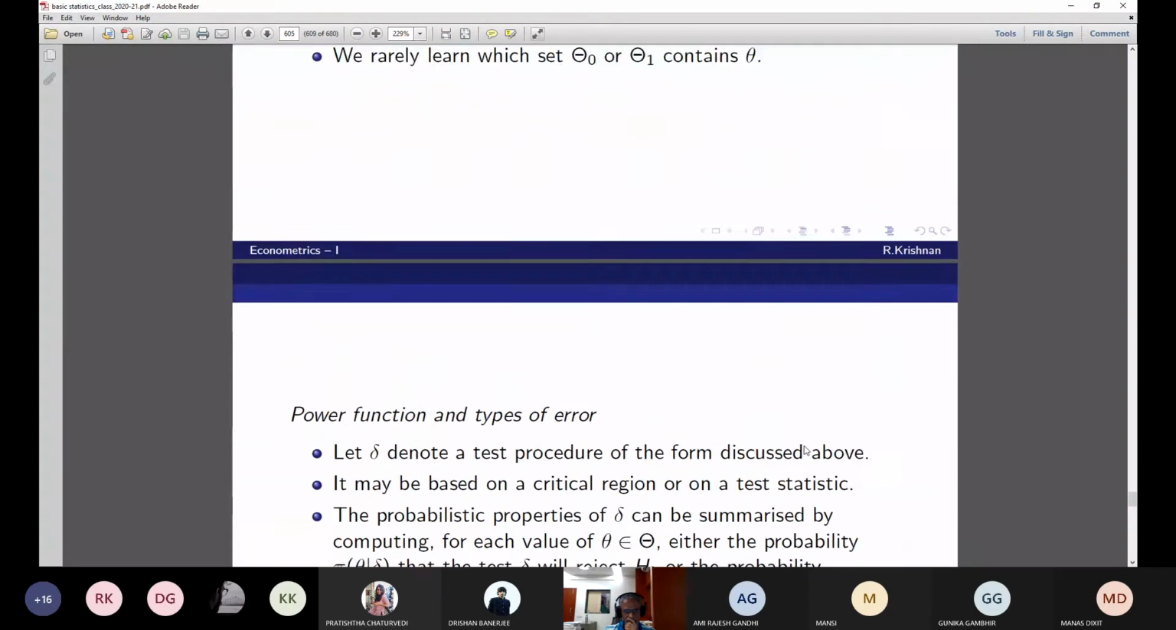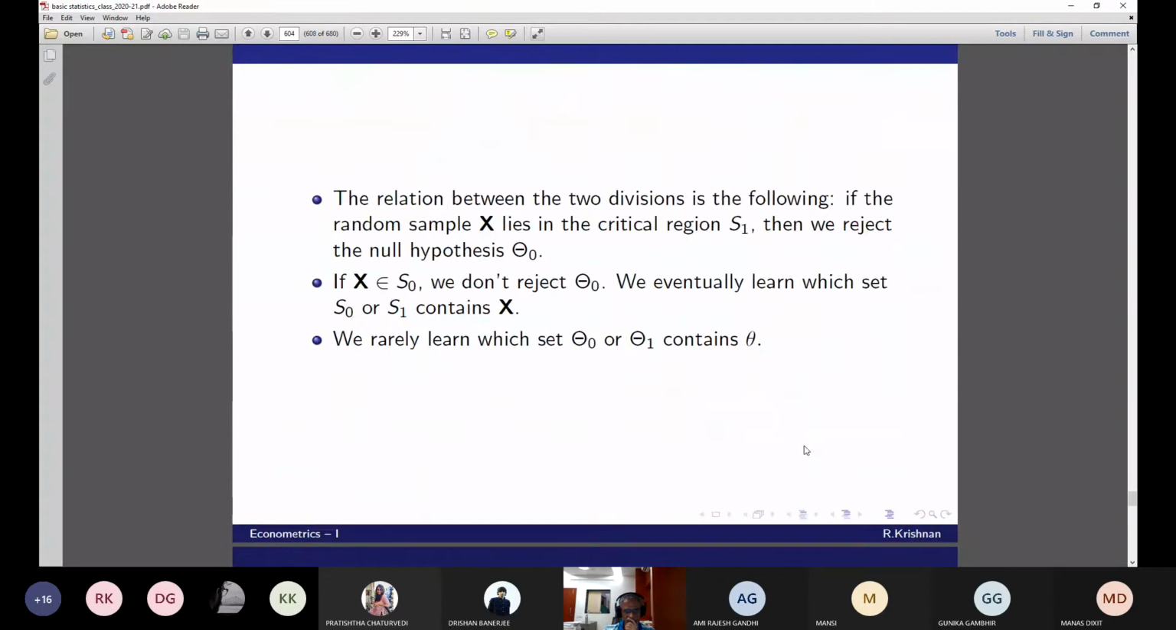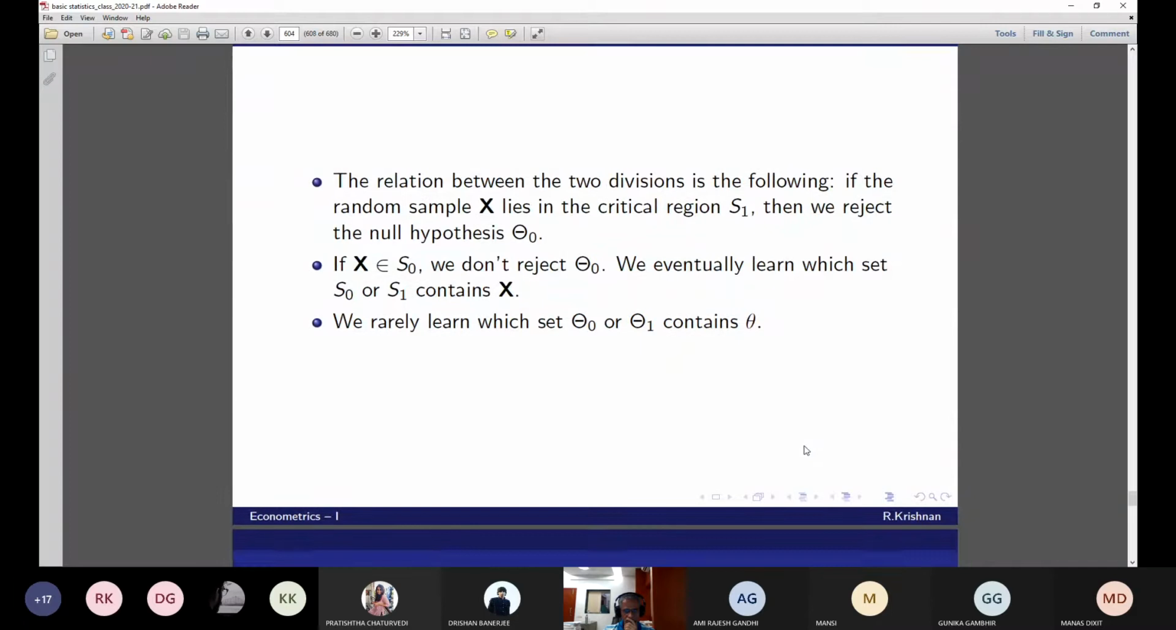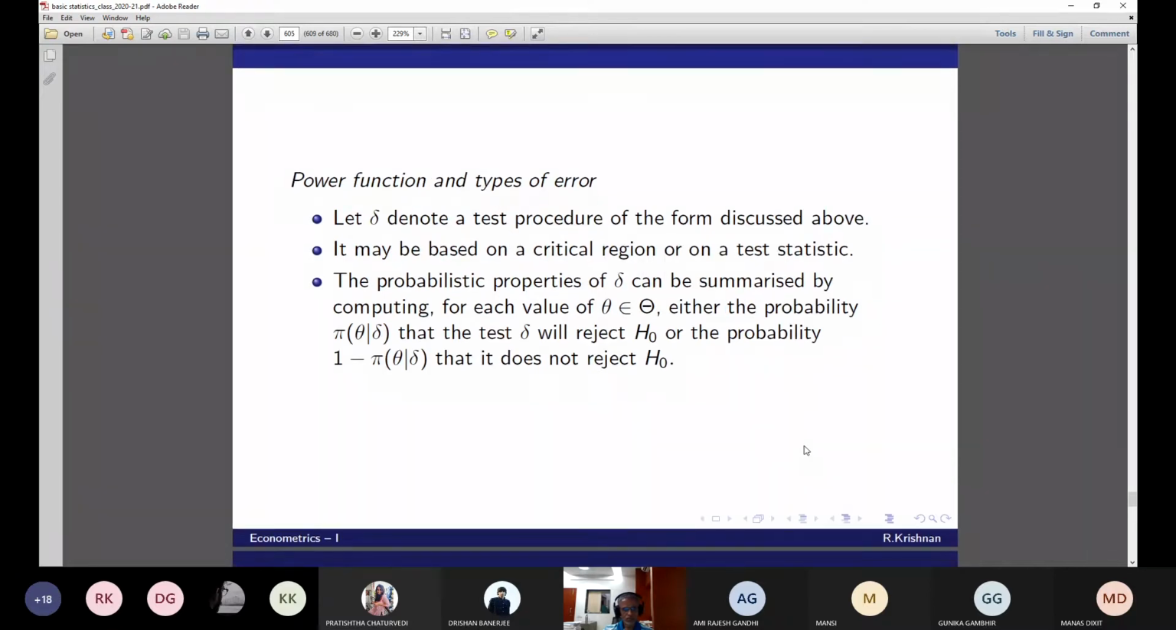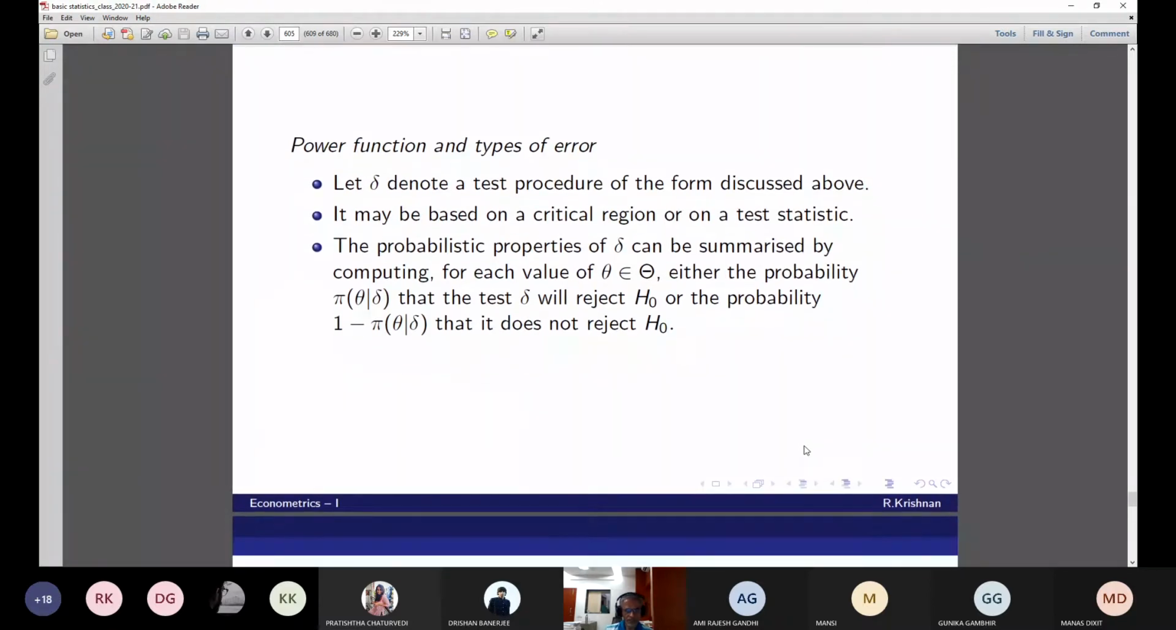Power function and types of error. The relation between the two divisions is the following. If the random sample lies in the critical region S1, we reject the null. If X is in S0, we don't reject the null. We eventually learn which set, S0 or S1, X lies in, but we may not learn which set, theta 0 or theta 1, contains theta. Okay, so this leads to our discussion on power functions and types of error.